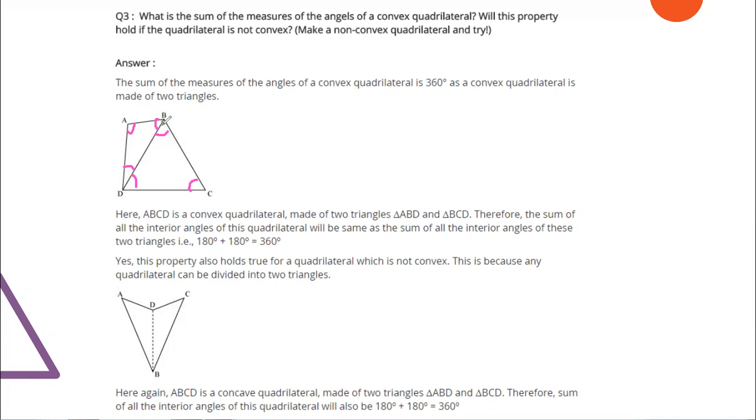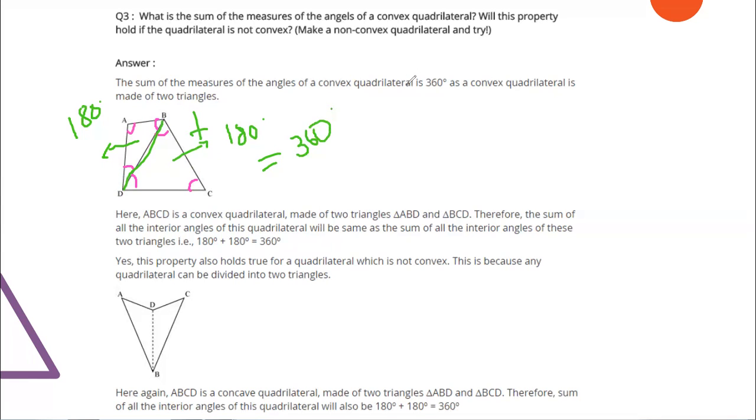Since we have two triangles, the first triangle's angle sum will be 180 degrees, isn't it? Why will it be 180 degrees? Because of the angle sum property of a triangle. Now the second triangle's angle sum is also 180. So what can you derive from this? If you add all the angles, 180 plus 180 gives you 360, right? So the angle sum of this convex quadrilateral is 360 degrees.